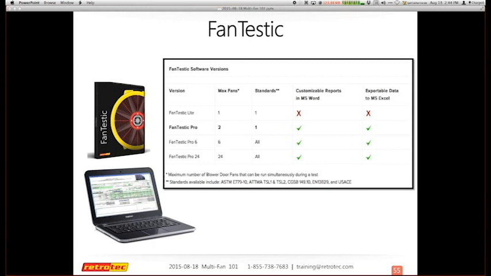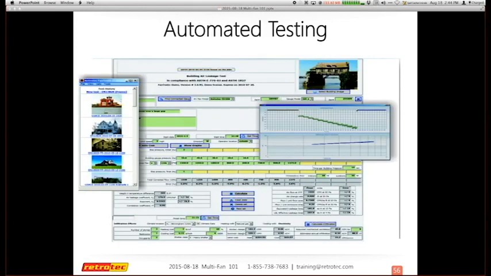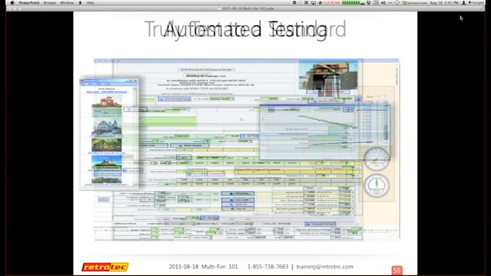If you want to upgrade to Pro, then you can have two fans and one standard, or many people who do this regularly get the 6 or 24 and have a full gamut of access to report writing or Excel printouts. So again, if you're not used to it, it feels overwhelming. I can tell you that even as somebody who doesn't use it every day, I can still open it up, tell it to find my gauges, pick the standard I want to do, and tell it to start test, and it begins its test. So those are all great, simple features for this type of software.